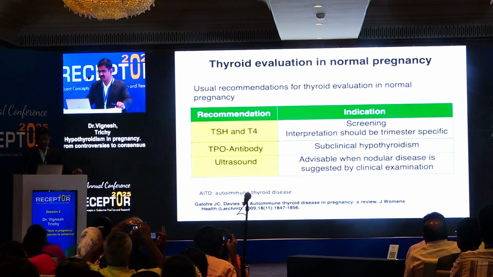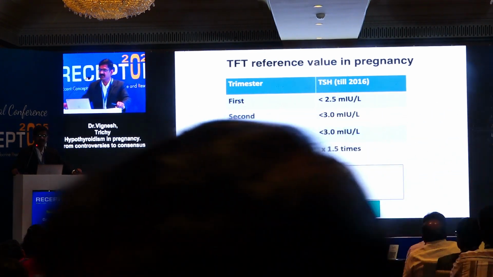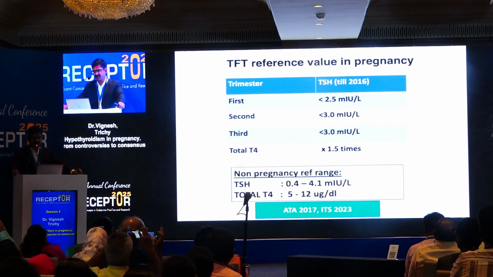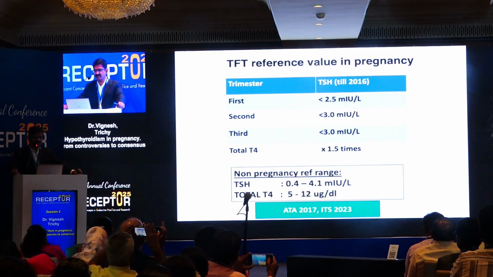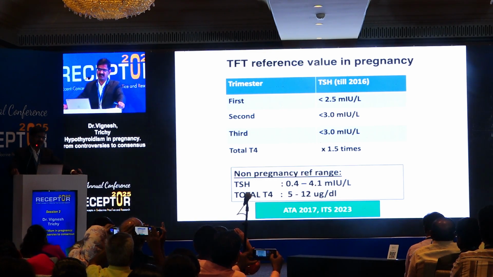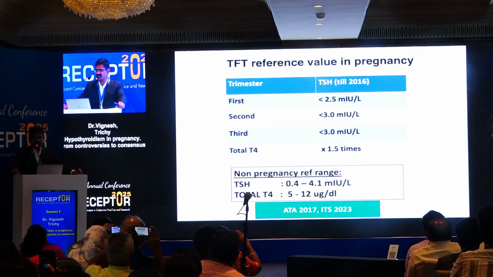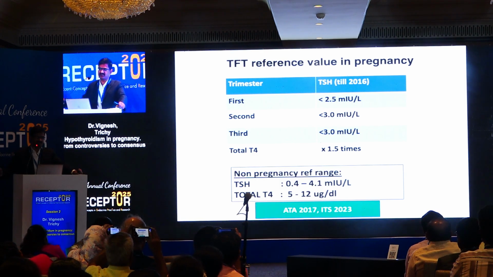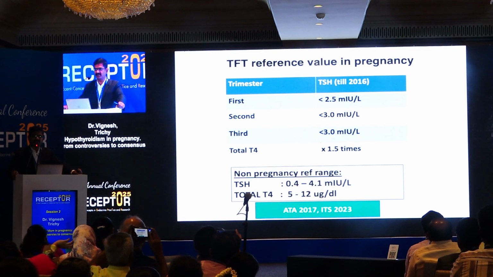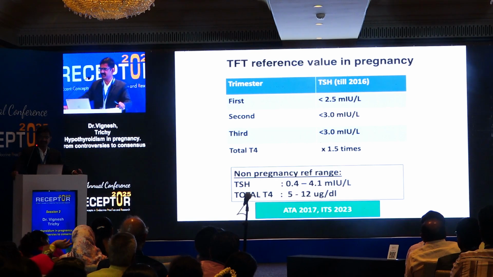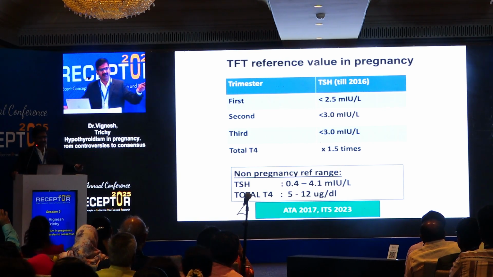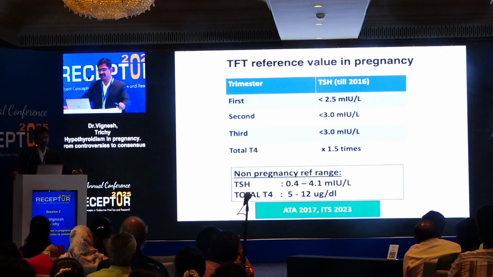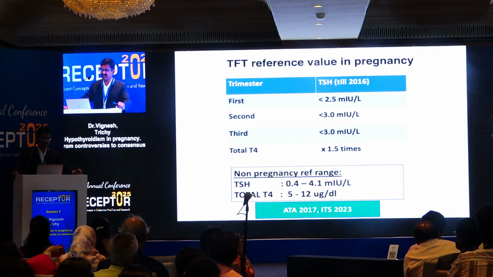So how to go about it? If we are doing a thyroid function test, we have to use a trimester-specific reference range, not go by the usual reference range given by the lab. We already saw that because of the effects of HCG, the highest degree of TSH suppression happens in the first trimester. So any TSH more than 2.5 is considered abnormal in the first trimester, whereas in the second and third trimester, any TSH more than 3 is considered abnormal.